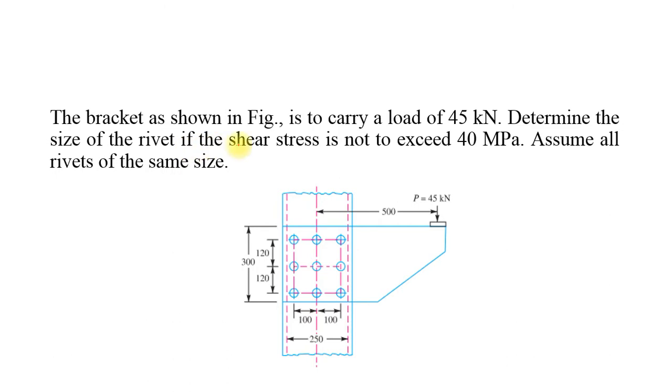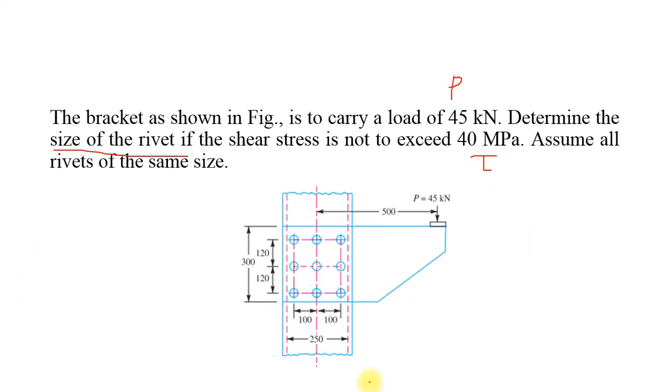The bracket as shown in the figure is to carry a load of 45 kilonewton. Determine the size of the rivet if the shear stress is not to exceed 40 megapascal. Assume the rivets are of the same size. They have given only two data. One is the load acting on the riveted joint, which is 45 kilonewton, and they have given the permissible shear stress as 40 megapascal.